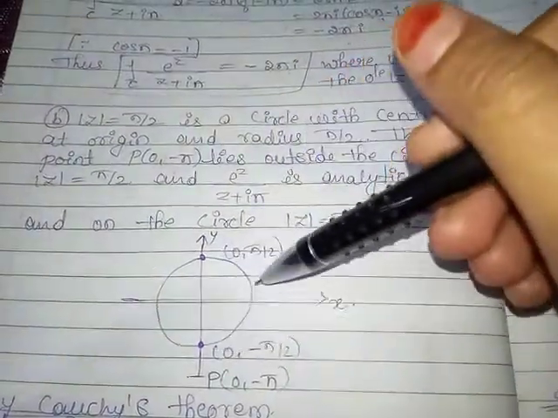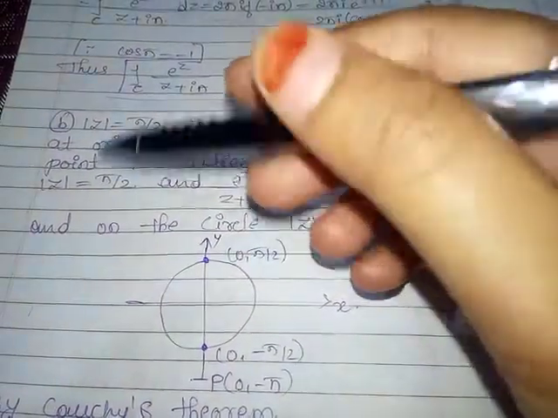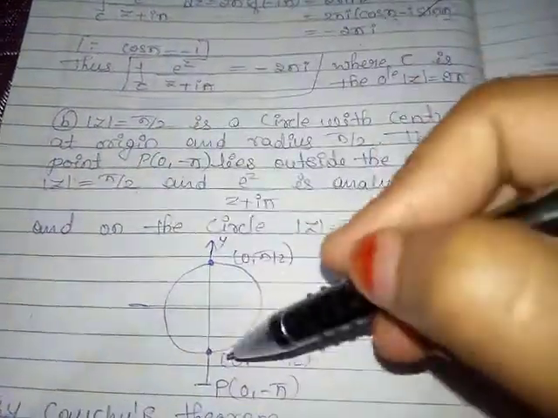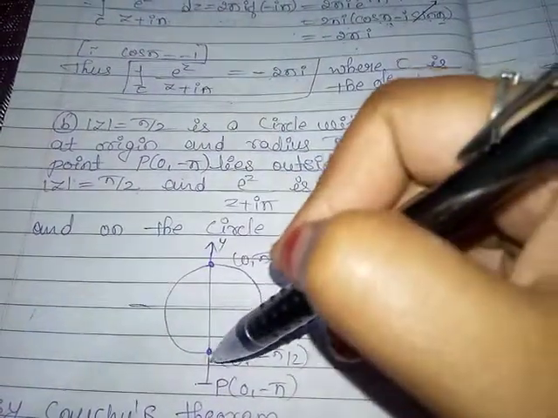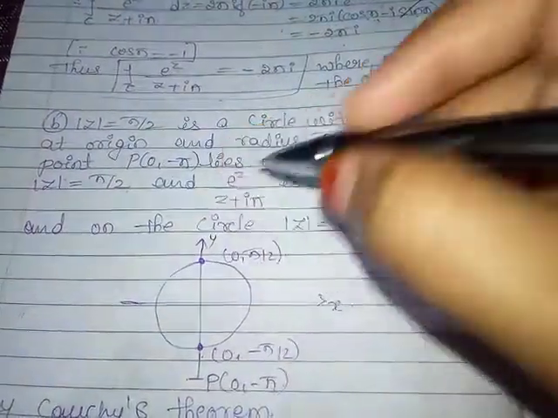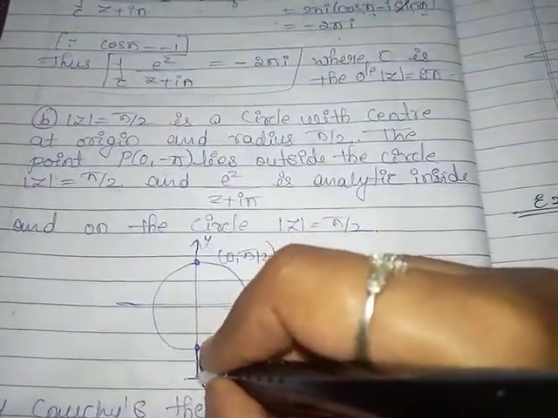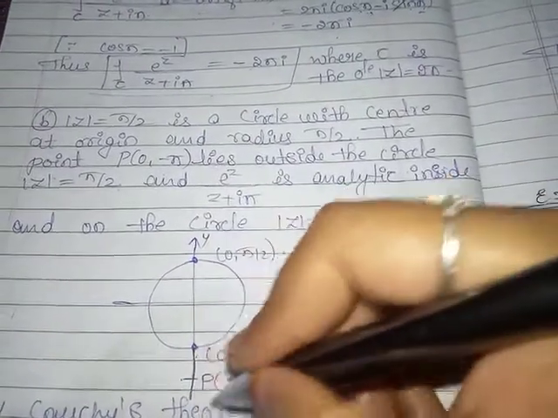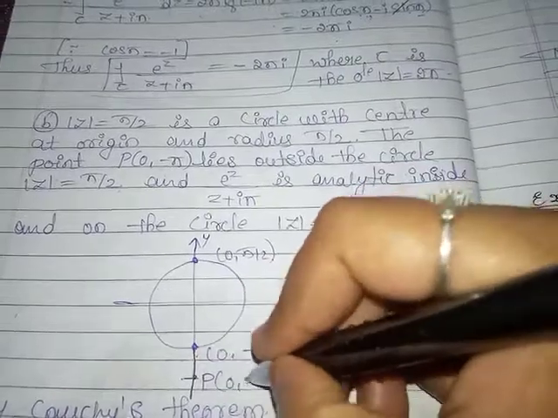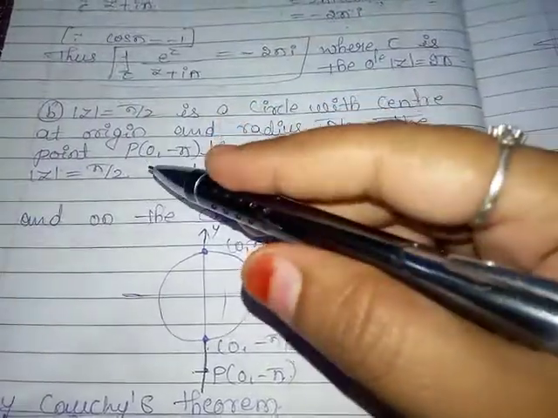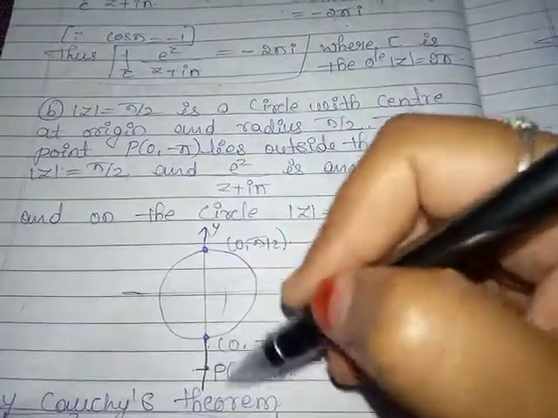This is the circle for the given condition, mod z is equal to pi by 2. Here it is (0, pi by 2), and this is (0, minus pi by 2). Our point is (0, minus pi), it lies somewhere here. This is the point (0, minus pi by 2) and this is the point (0, minus pi). Therefore the point (0, minus pi) lies outside this given curve.